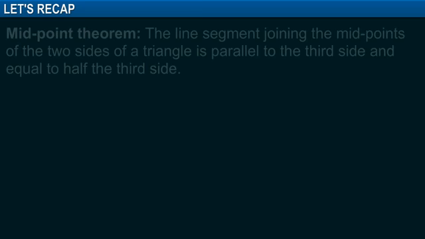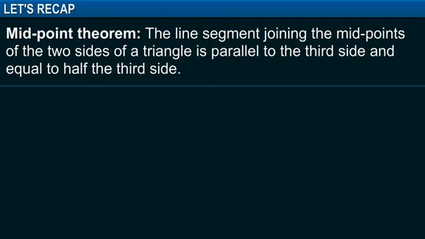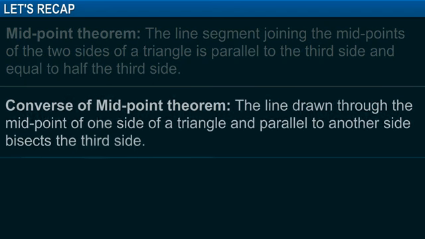In this module, you will learn to prove and apply the midpoint theorem. The theorem says that the line segment joining the midpoints of the two sides of a triangle is parallel to the third side and equal to half the third side. The converse is as follows. The line drawn through the midpoint of one side of a triangle and parallel to another side bisects the third side.